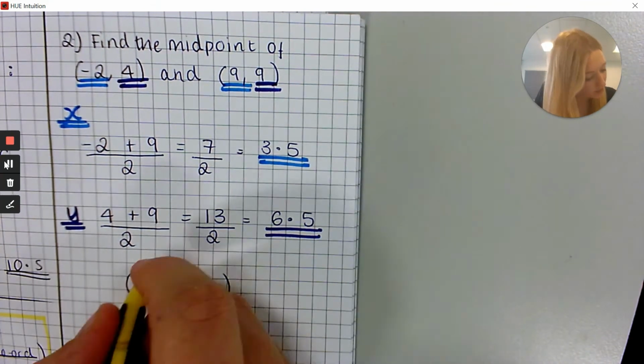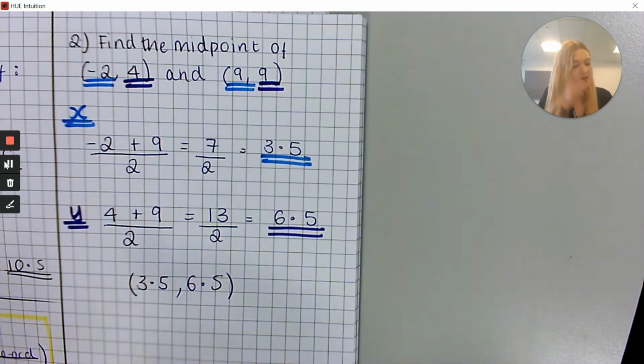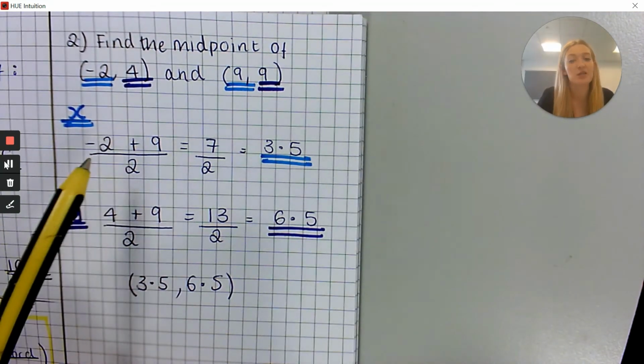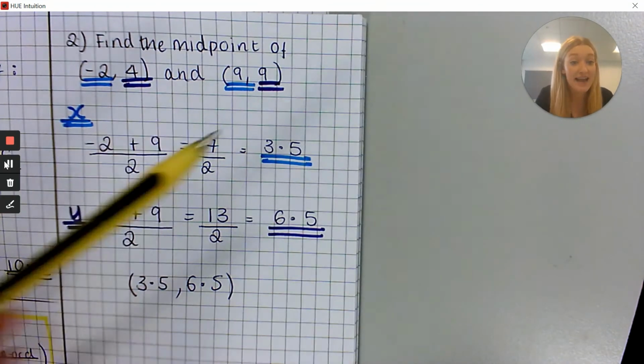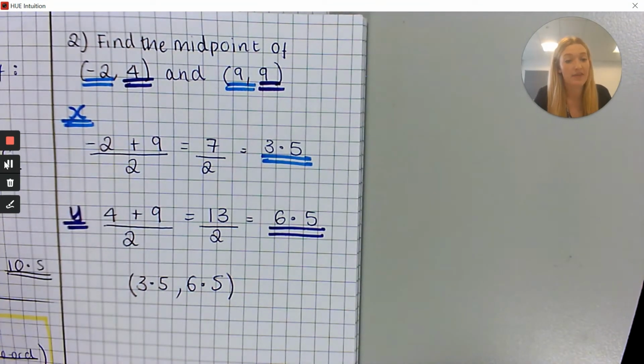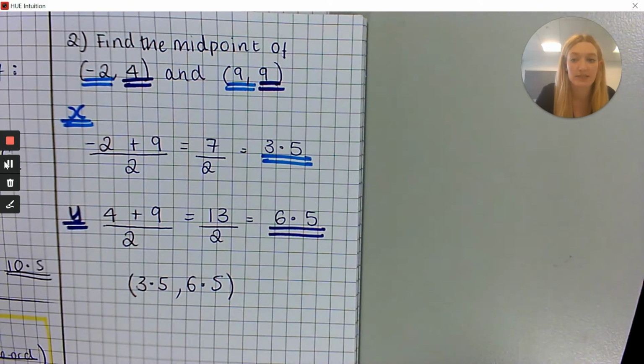Good. 3.5, 6.5. Okay? Thinking about those negative numbers, you can use a calculator if you need to. Minus 2 plus 9, negative 2 plus 9. Okay? Thinking about our number line. Starting at negative 2, going up to 0, you've got 7 more. Okay? Right, pausing it and making sure that's copied down.